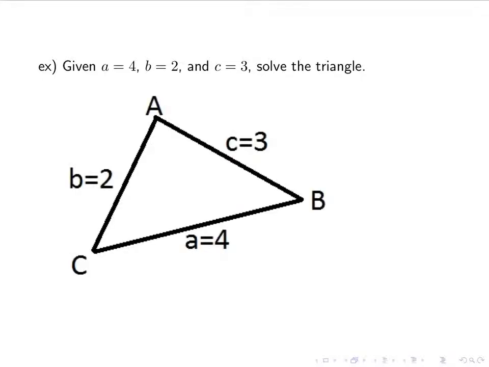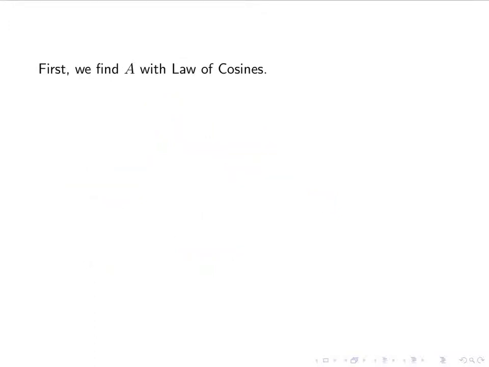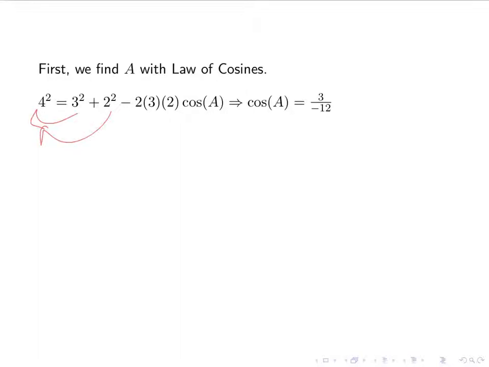So again, if I draw it out, here's a possible example of what it looks like. And again, we are going to find the largest angle first using the law of cosines. And again, our largest angle happens to be A because it's opposite the largest side, which was 4. So A squared equals B squared plus C squared minus 2BC cosine of angle A. Again, being careful, make sure you subtract the 9, subtract the 4, and then you'll be dividing by your negative 12 at the end. So cosine of A is 3 over negative 12.